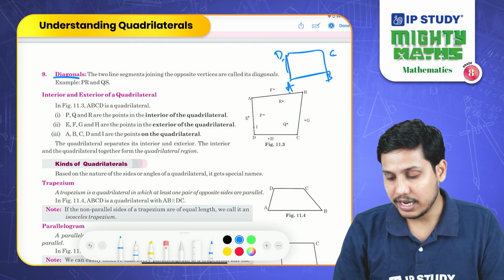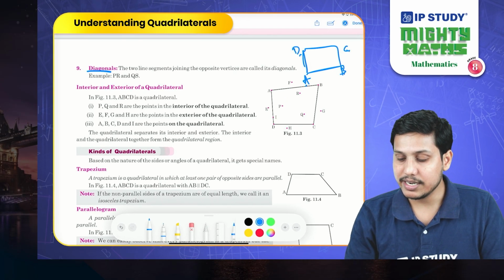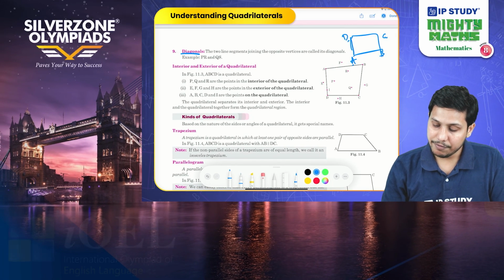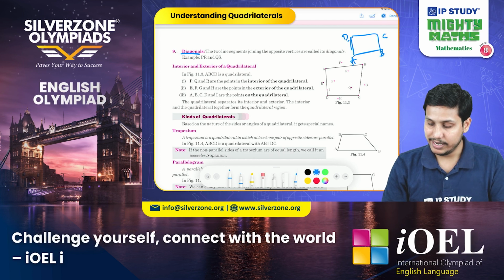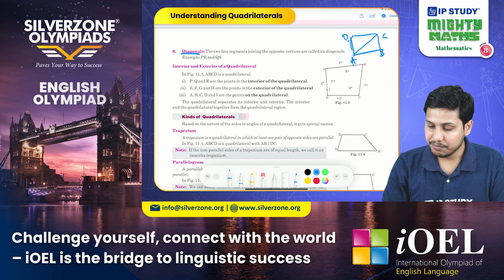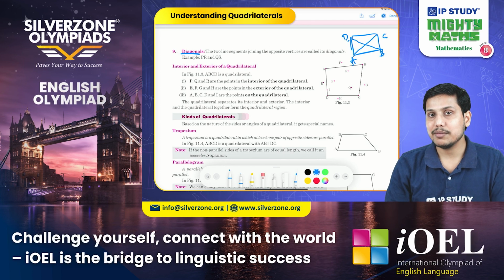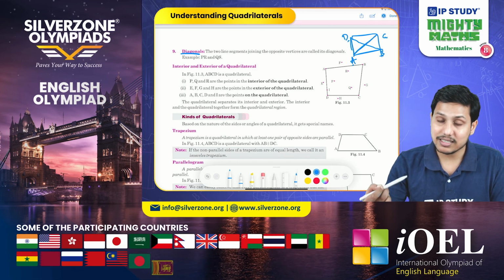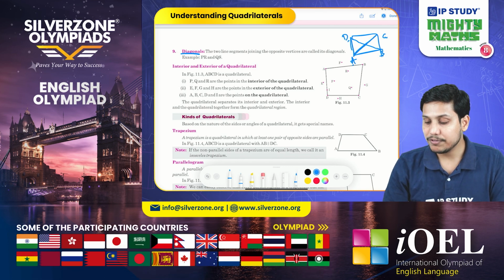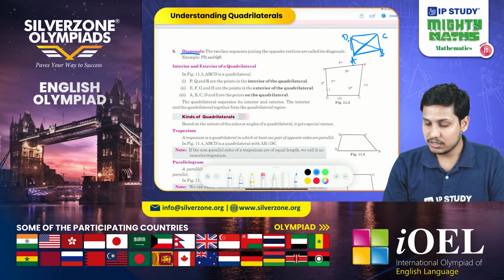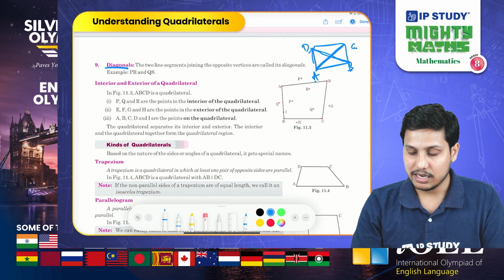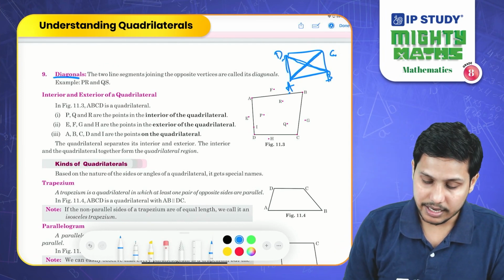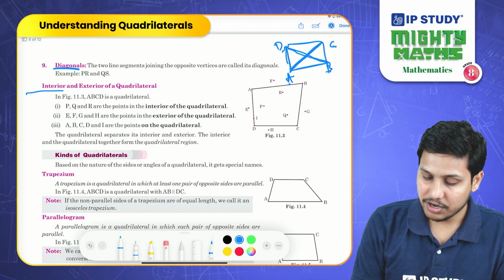If I write A here and B here, C will be this and D will be this. Now if we join any two opposite vertices like A and C, B and D, then these two line segments are the diagonals of the quadrilateral. So this is one diagonal and this is the second diagonal. A quadrilateral has two diagonals. Clear?